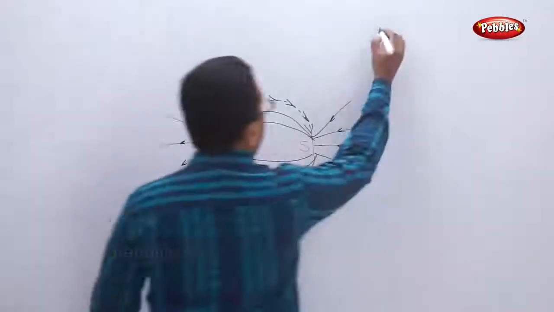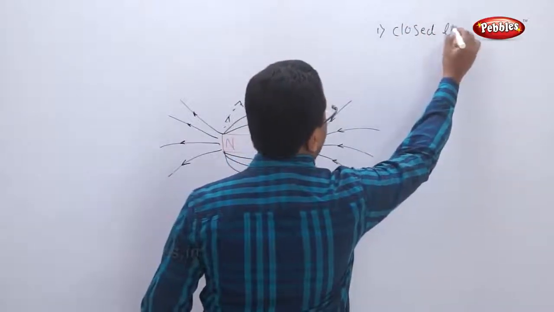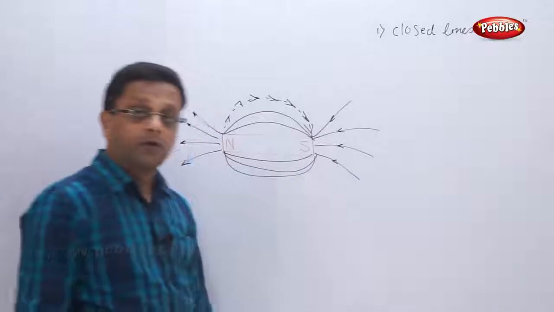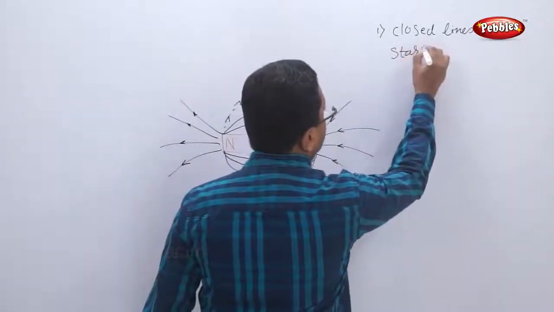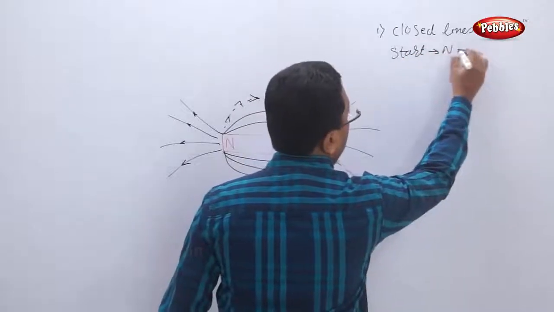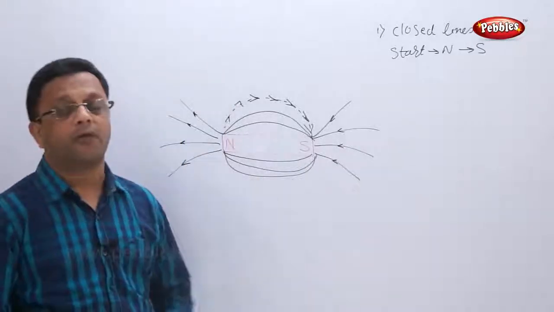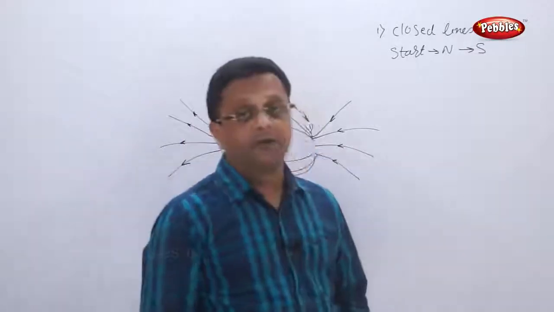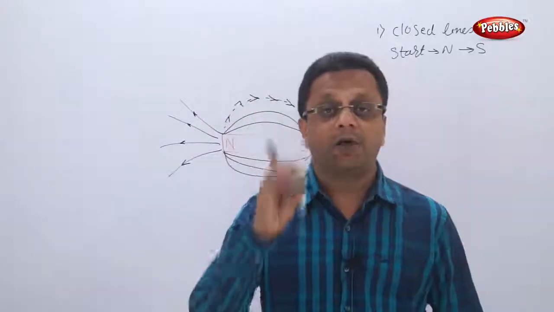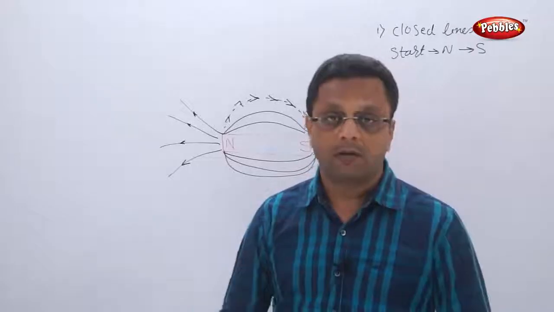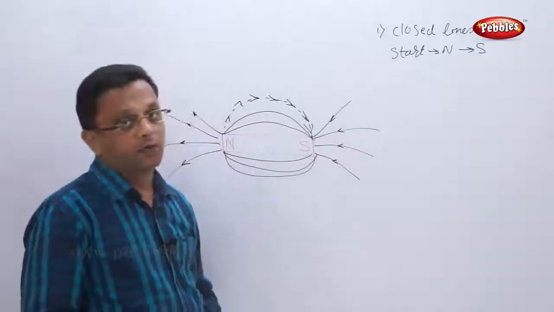The first property is these are closed lines or closed curves, which start from the north pole and go to the south pole. I am writing in short form because whenever we are writing notes, we have to remember some points. We generally write in short forms, so it is easier to remember. So they start from the north pole and go towards the south pole.